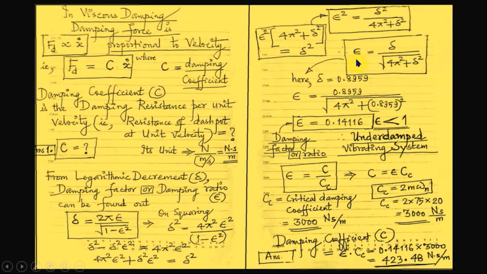So the damping factor epsilon in terms of logarithmic decrement is given by epsilon is equal to delta divided by square root of 4 pi square plus delta square. Here we have already found out delta, the logarithmic decrement, is 0.8959. If you substitute in this relation, you will get epsilon. So epsilon is equal to 0.8959 divided by square root of 4 pi square plus 0.8959 square.